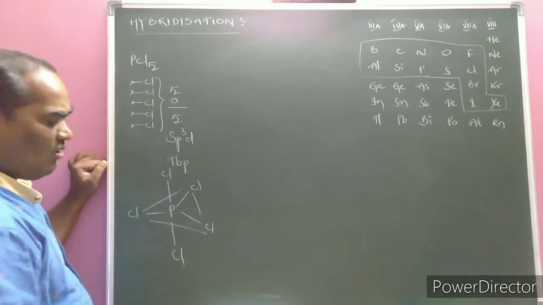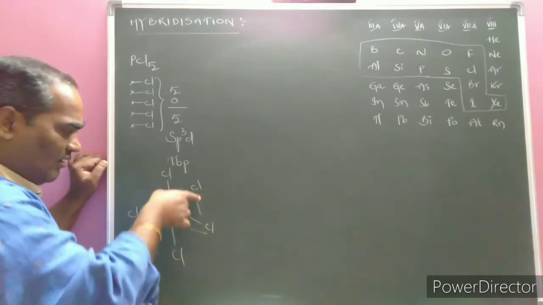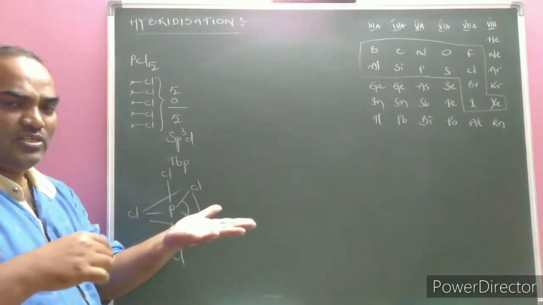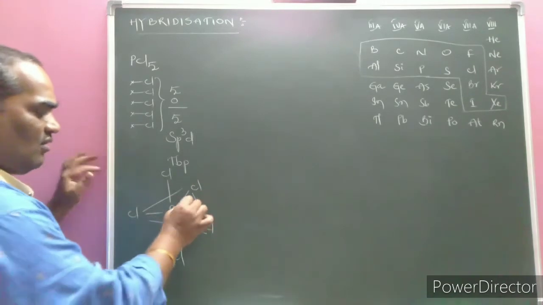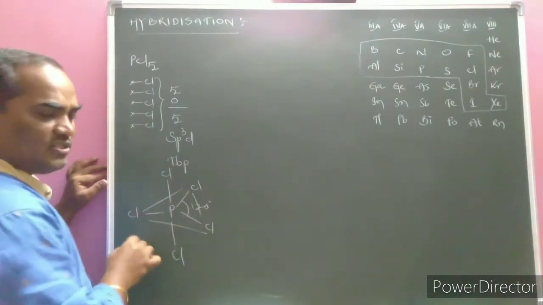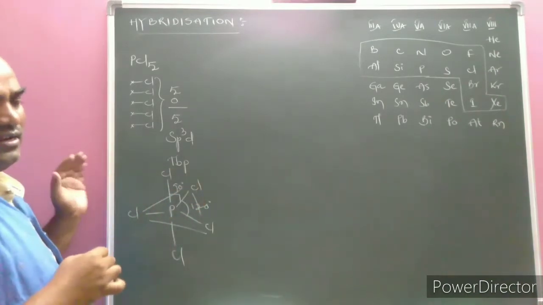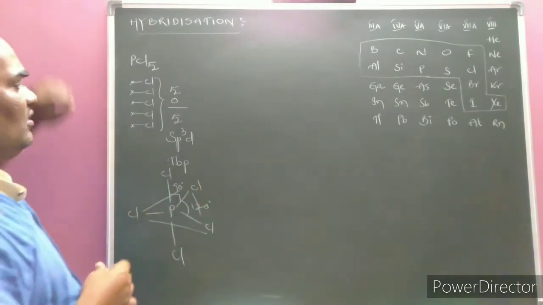Trigonal bipyramidal. What is the bond angle in the trigonal? It is in one plane. Phosphorus and 3 chlorine atoms are presented like this. 360 by 3 is 120 degrees presented here, whereas the perpendicular bond angle is 90 degrees. Like this we calculate here.